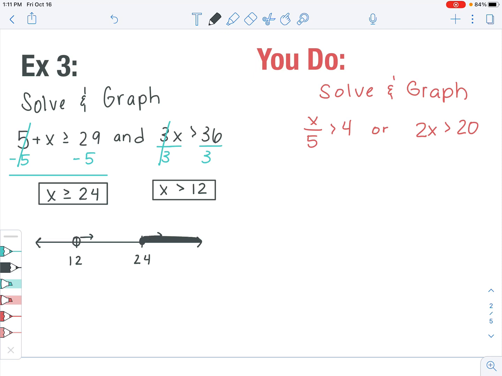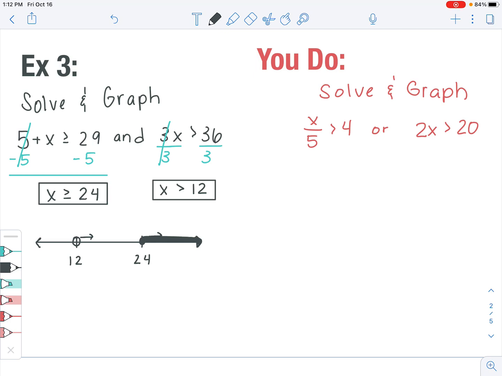It has to be greater than 24 and it has to be greater than 12. So numbers like 13 and 14 don't work because they're not true for the first part. So I can only shade over here. So you're not always going to be shading right in the middle. You have to make sure you check your signs because sometimes it might be a little strange and you might only be shading part of the graph.